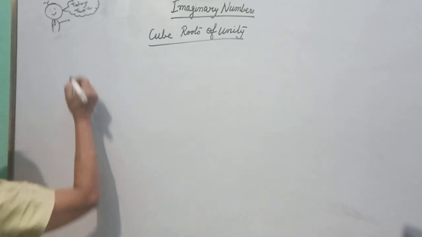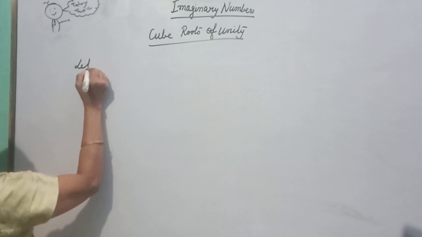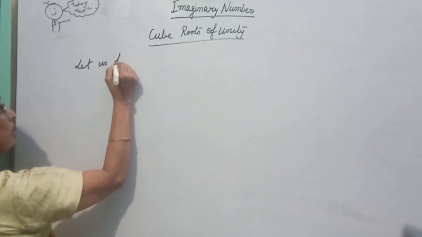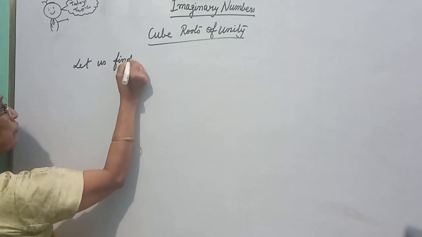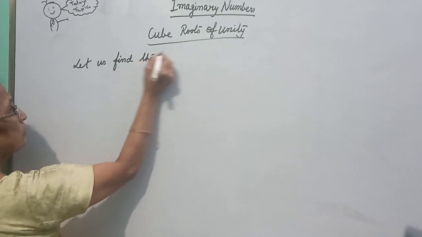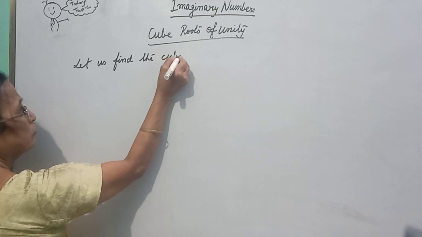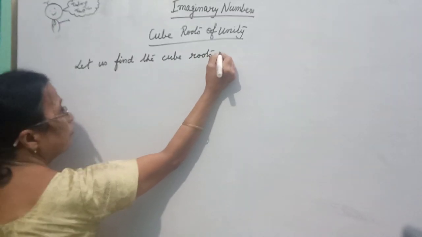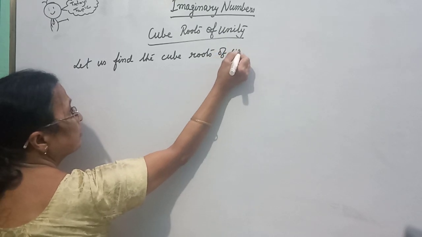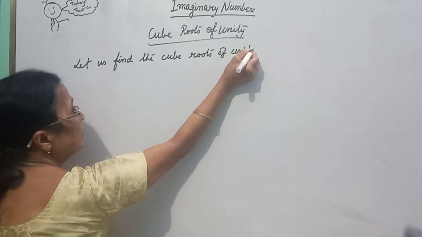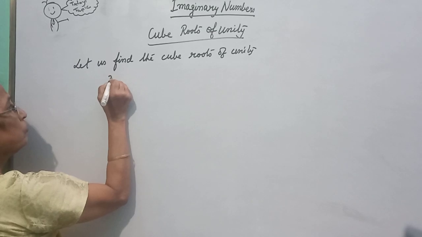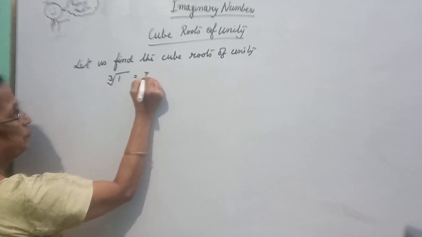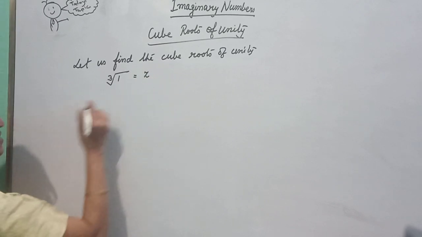Let us find the cube root of unity. What does it mean? The cube root of 1. Let it be z, a complex number, we'll say.